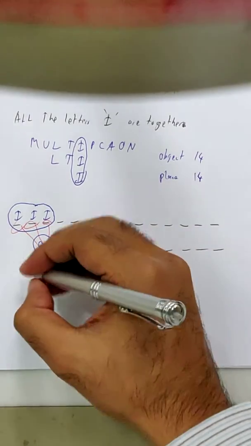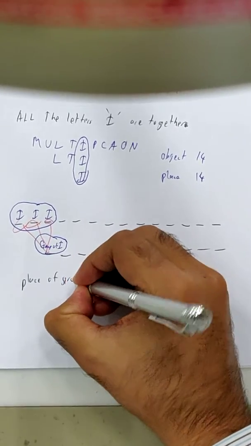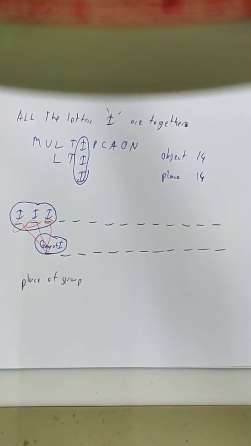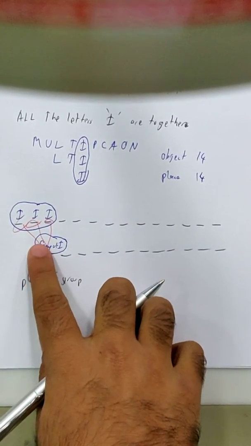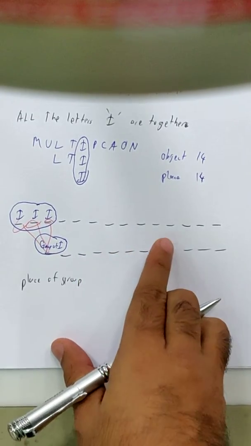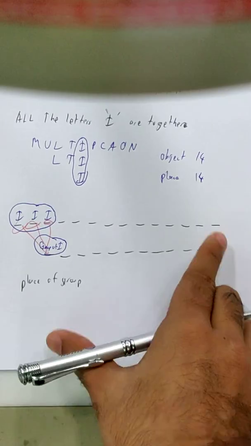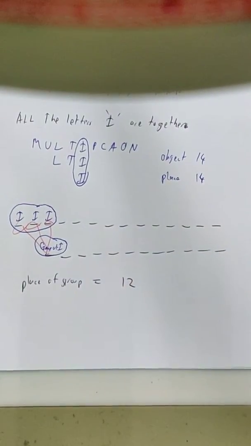Okay, there are many ways on how to start this one, but I like to do it this way. Place of group. Where can the group be? How many places can it stay? 1, 2, 3, 4, 5, 6, 7, 8, 9, 10, 11, 12. So place of the group is 12. Are you okay with that? There are many ways to solve, but I like to break it down to the simplest form.